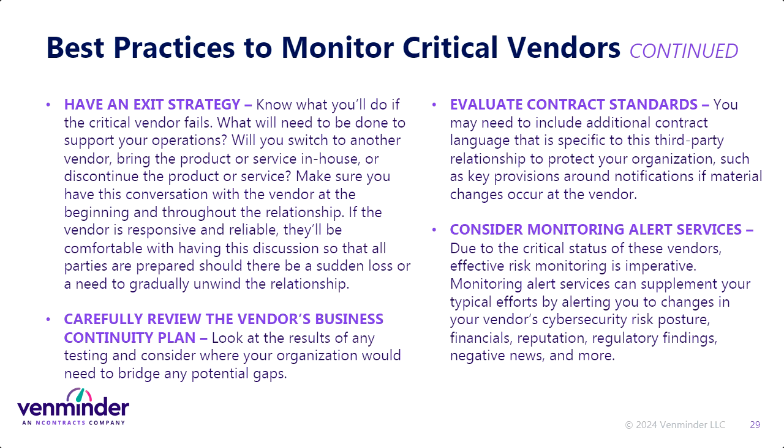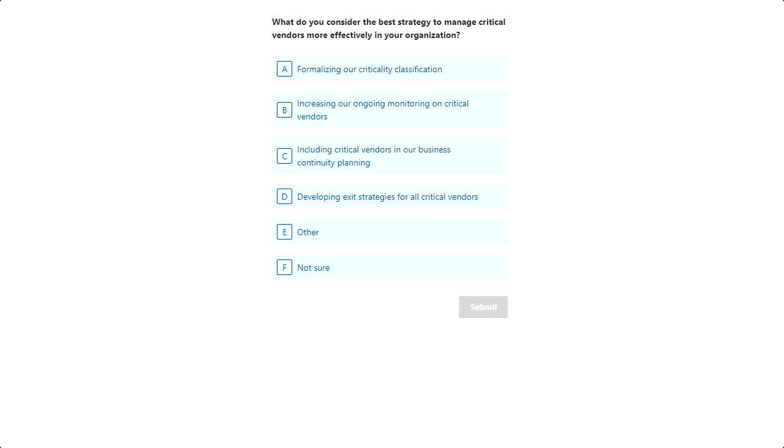And before I continue on with our final section, it's time for our last poll question. Our third and final poll question is, what do you consider the best strategy to manage critical vendors more effectively in your organization? Formalizing our criticality classification, increasing our ongoing monitoring on critical vendors, including critical vendors in our business continuity planning, developing exit strategy for all critical vendors, other or not sure.